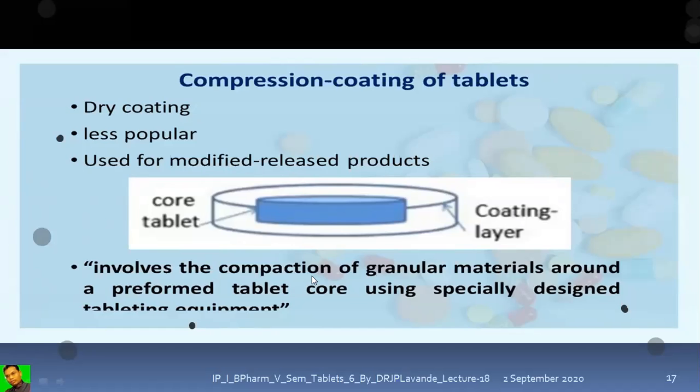It is less popular and it is used for modified release products. It involves the compaction of the granular material. What does it involve? It involves the compression of the granular material around a preformed tablet. There is a preformed tablet. This preformed tablet is getting compressed, right? The preformed tablet core is usually compressed using specially designed tableting equipment. The specially designed tableting equipment is required.